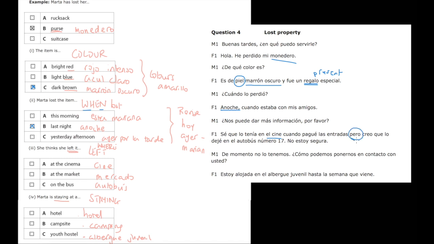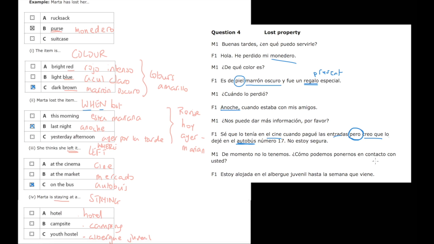But, creo que, I think that, lo dejé, I left it, en el autobús número 17. No estoy segura. So, she thinks she left it where? At the cinema? No. She knows she had it at the cinema, but she thinks she left it on the bus. Okay? And then, de momento no lo tenemos. For the moment, we don't have it.